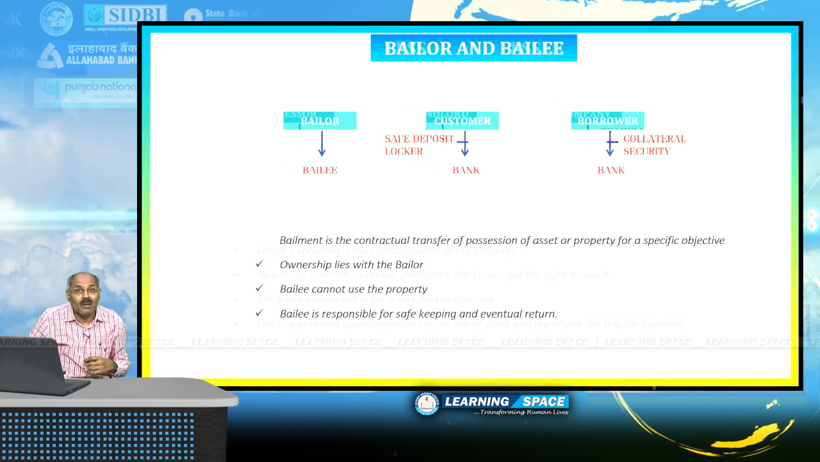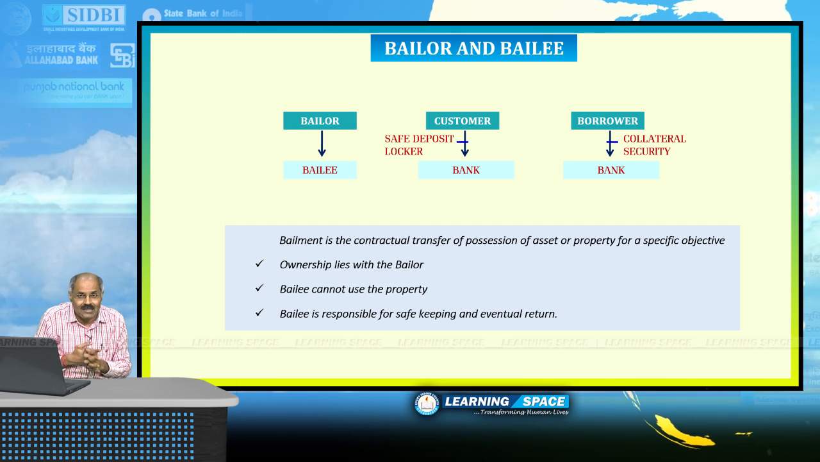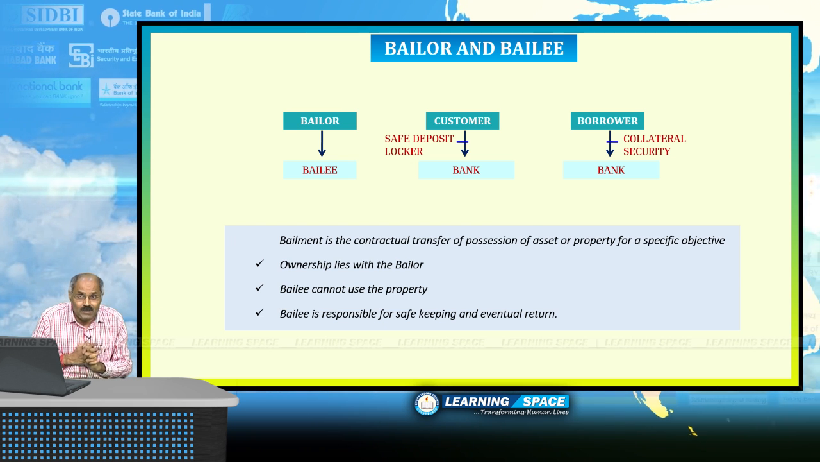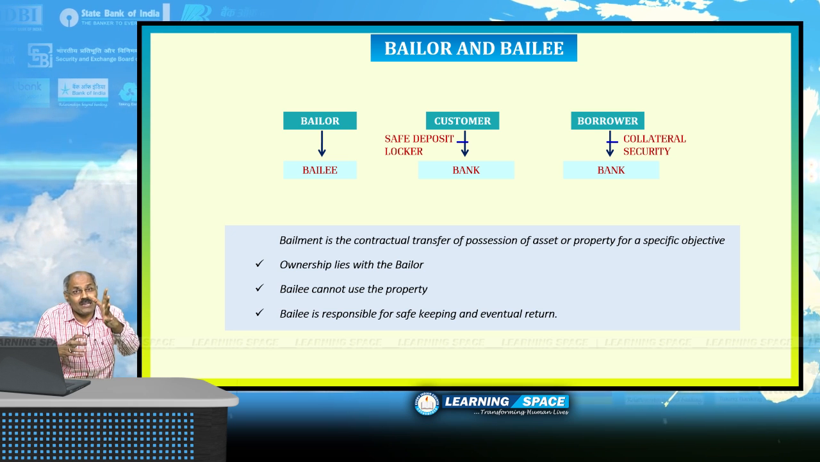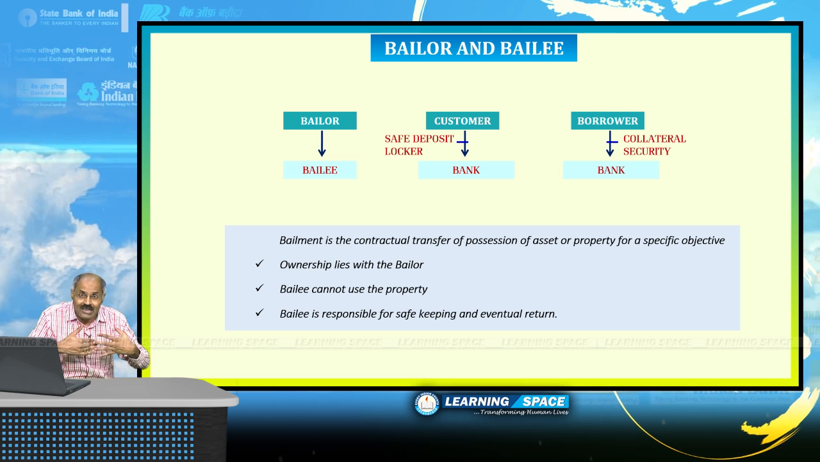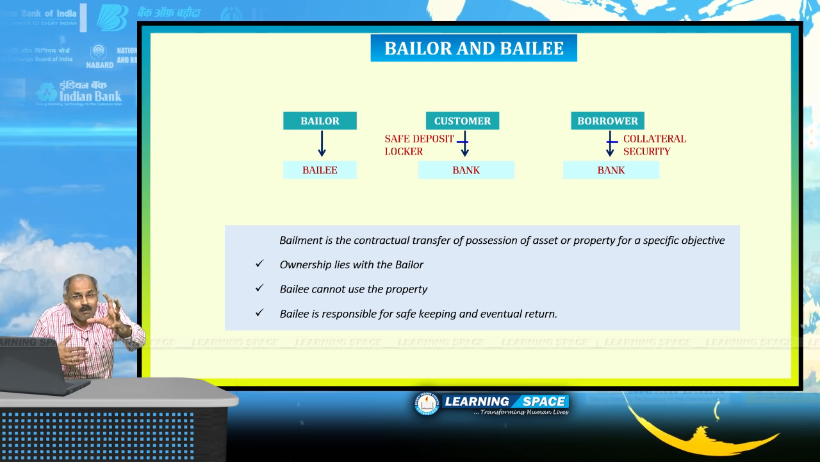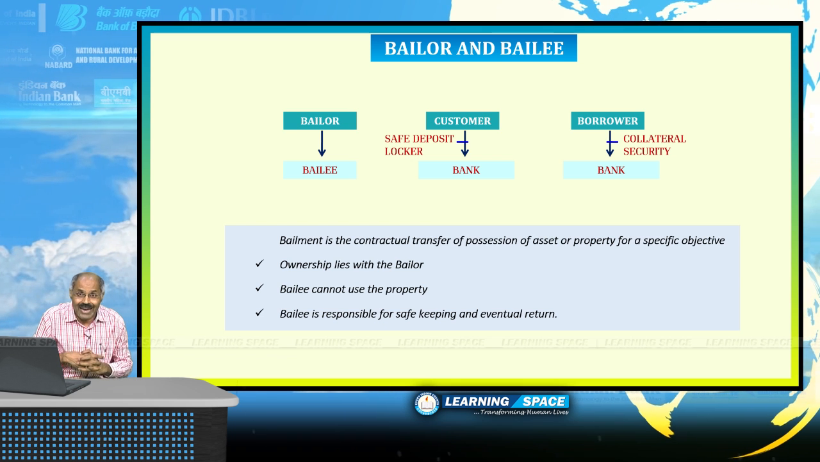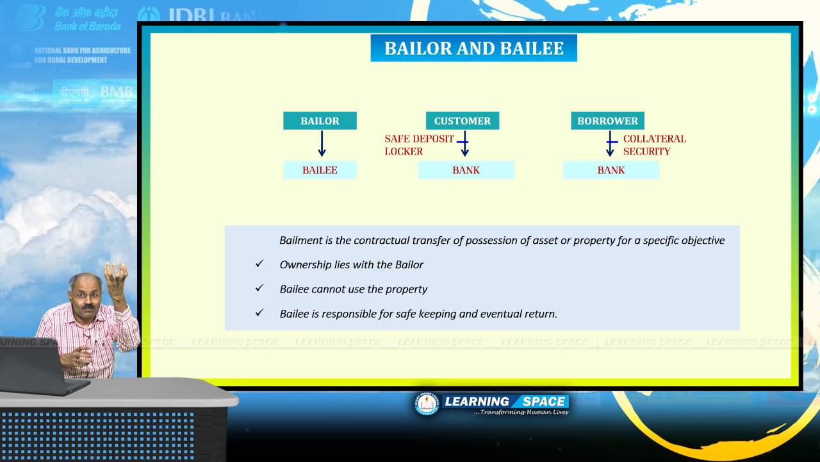Let us look at the bailor and the bailee relation. This is something different. In this case, possession of the property will be given, not the ownership. Just one example is the safe deposit locker. For keeping our valuables or for keeping our documents safely with the bank, we are hiring a safe deposit locker with the bank. And the customer is a bailor.